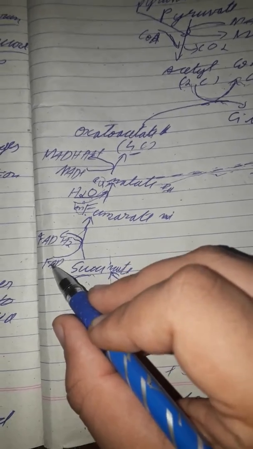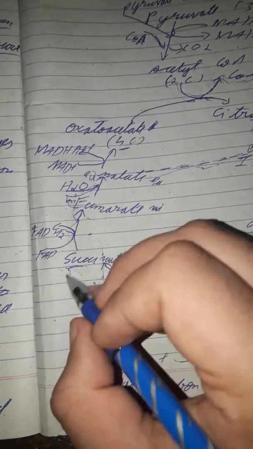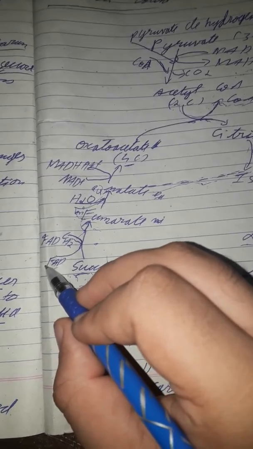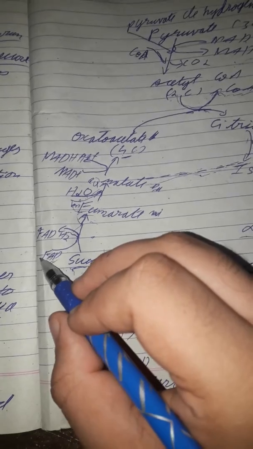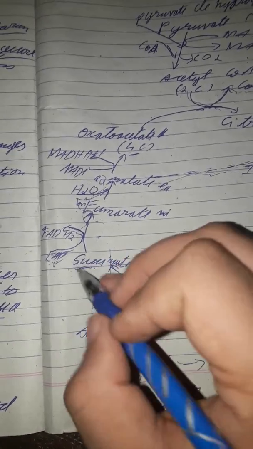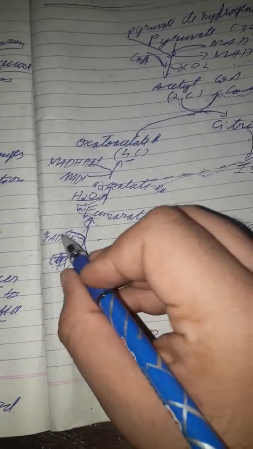How do you remember this? FAD comes in this step only. Just remember F below F in this sentence. F below F means below F, here it starts with F. Okay, the carbon count starts with F, the energy changes start with F: FAD to FADH2. Below F, the F thing comes. Okay, FAD to FADH2.